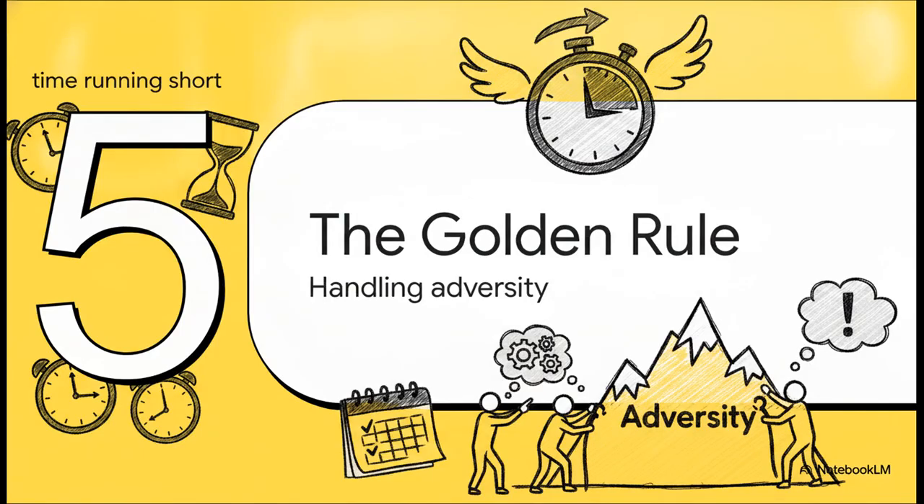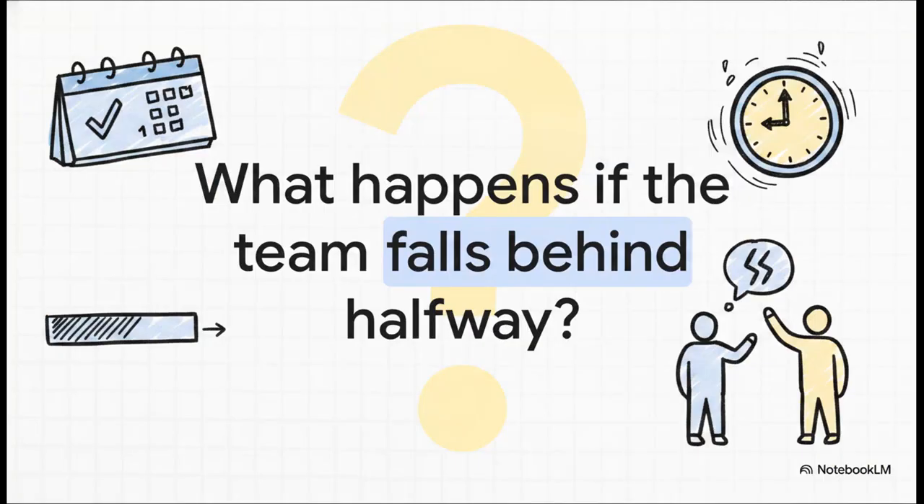Section 5, the Golden Rule. So the absolute crucial point we have to address now is how an Agile team handles adversity when time inevitably runs short. Let me pose this scenario directly to you. Imagine you're halfway through a 2-week iteration. You check your velocity and you realize the team has only completed a quarter of the work. You are falling way behind. What do you do? Take a second to really think about it.